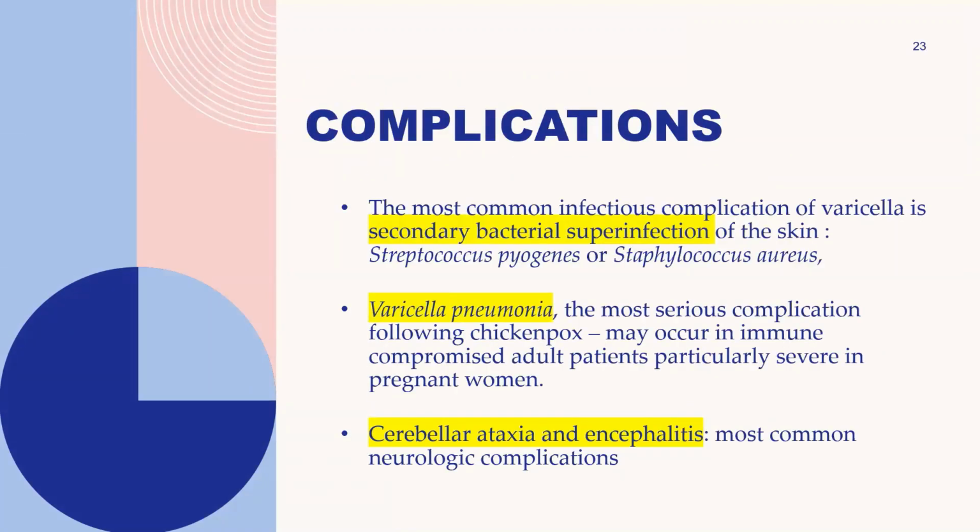So for the complications of chickenpox, the most common infectious complication of varicella is secondary bacterial superinfection of the skin. So varicella pneumonia, which is the most serious complication following chickenpox, may occur in immune-compromised adult patients, particularly severe in pregnant women. Cerebellar ataxia and encephalitis are the most common neurologic complications.